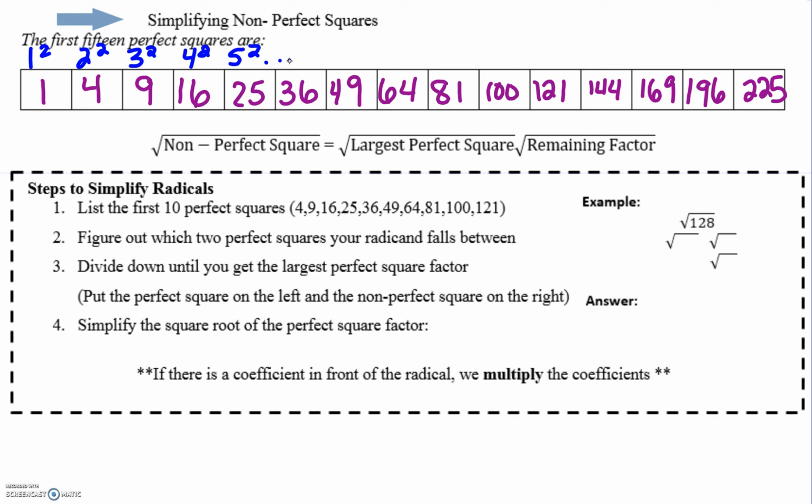The number in purple is when you take the square root of 1, you get 1. When you take the square root of 4, you get 2. When you take the square root of 9, you get 3, etc.